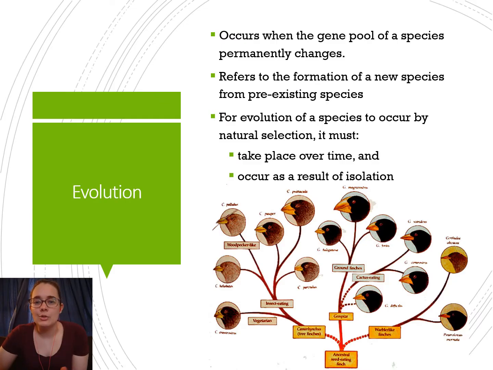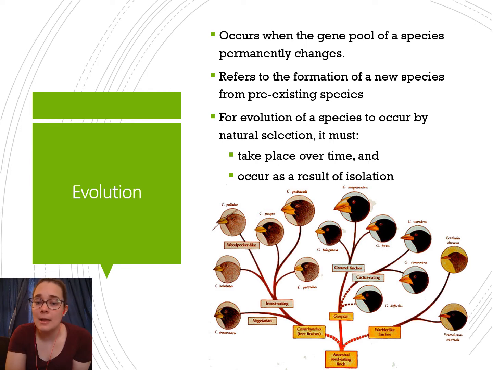So evolution occurs when a gene pool permanently changes. You get that change in genetic information, which gets passed on from one generation to the next. We're looking at forming subspecies from what was pre-existing. So you can get different versions of the same organism, or whole new organisms altogether. The idea of speciation can come into that. Evolution of a species occurs by natural selection, and it takes place over time.